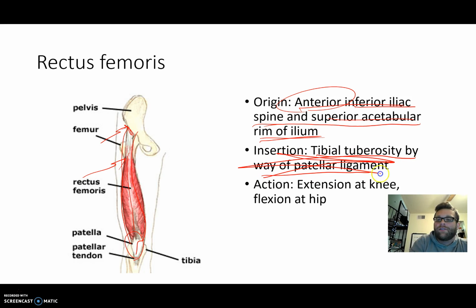So like before, you can forget patellar ligament. Tibial tuberosity is fine. So if you look here, remember tibial tuberosity is that knot right on the front of your foreleg. So that is your tibial tuberosity. So that extension at the knee is its main function.